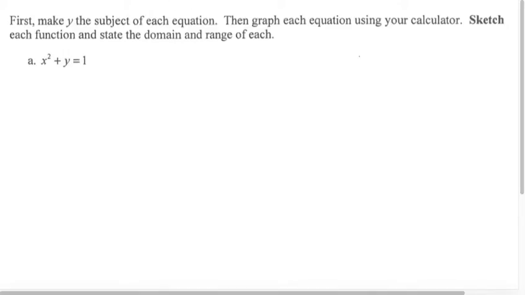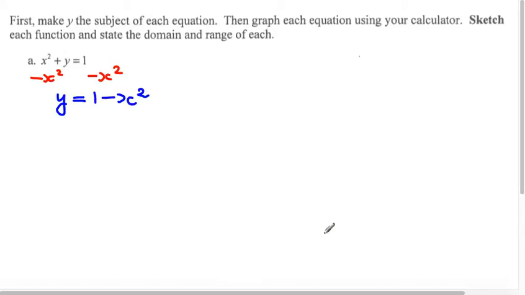Hello students, this time we are going to use the help of your graphics calculator to help you find domain and range of certain functions. So first, for this example, we are going to isolate y. We make y the subject of this equation. We do so by subtracting x squared on the left hand side, and of course you have to do the same on the right hand side. So doing so results in only y on the left hand side, and then you have 1 minus x squared on the right hand side.